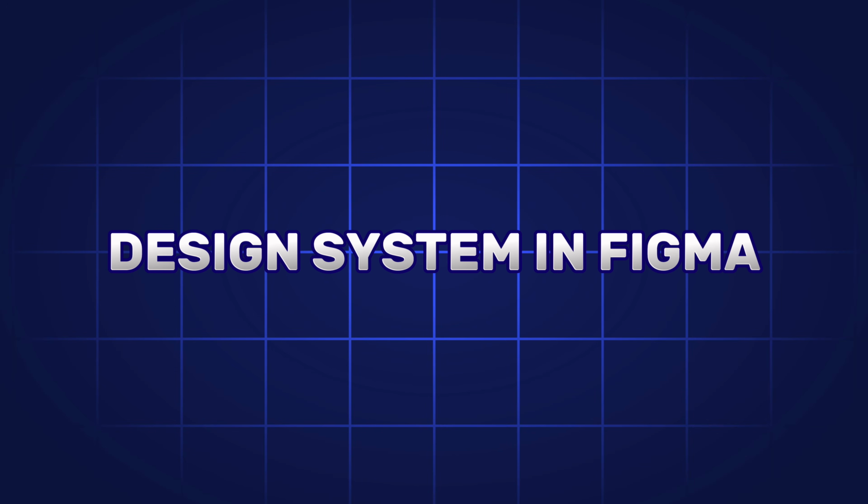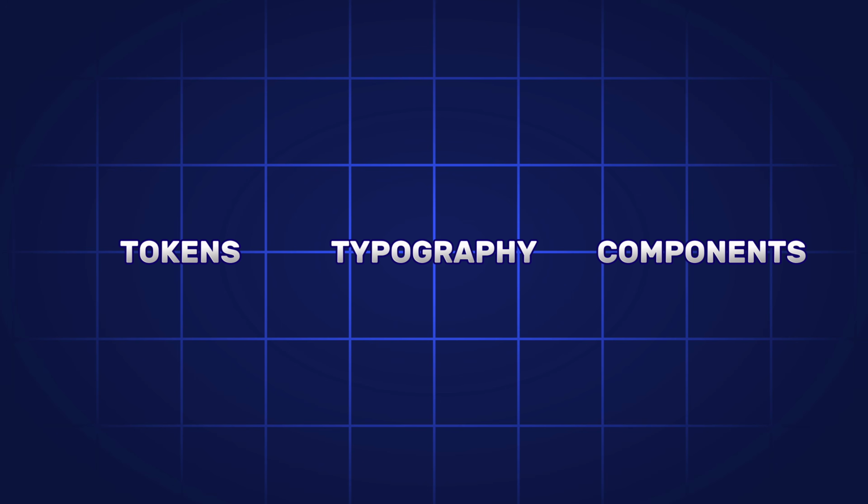doing work twice. First, building the actual design system in Figma: tokens, typography, and components. Second, getting that design system connected to your front-end code. So a design change doesn't mean hours of guessing on the dev side.